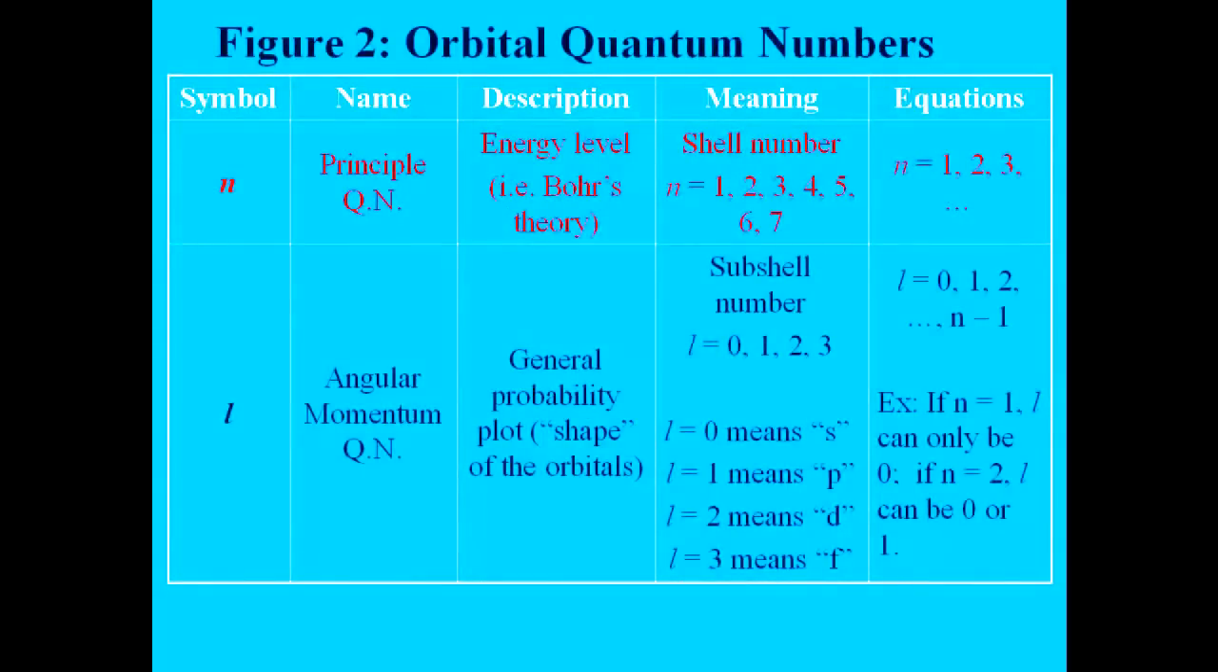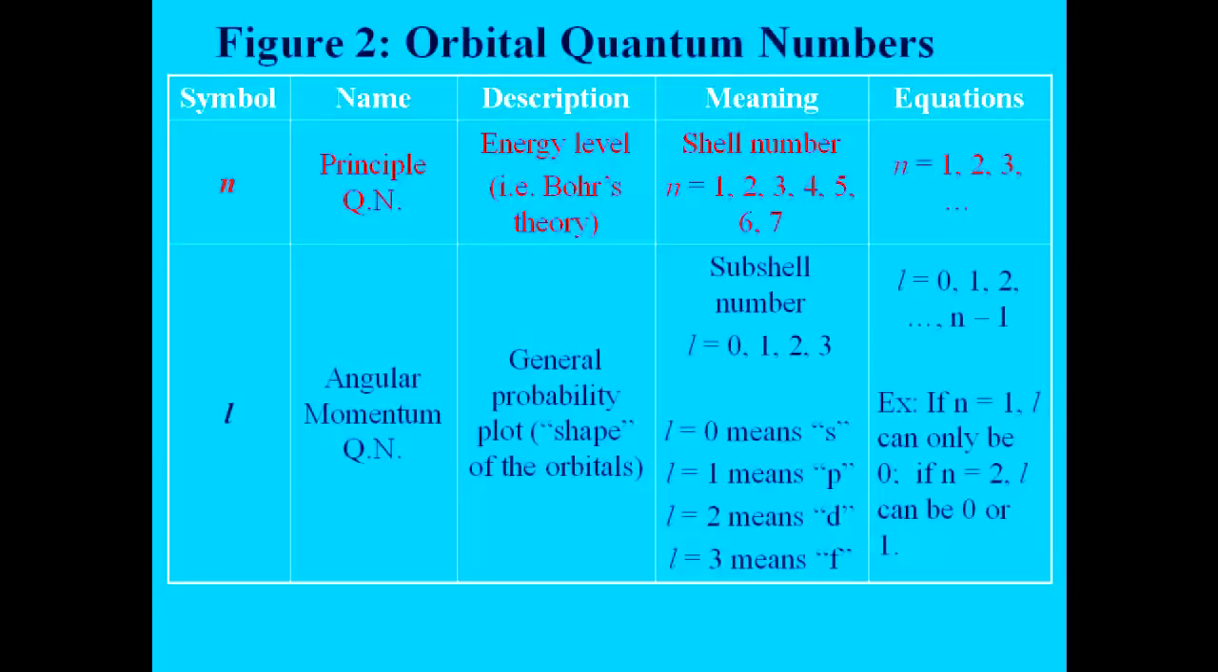Here we're going to talk about the orbital quantum numbers, and you should probably copy down this chart to help you keep all of the quantum numbers, their names, their meanings, their equations straight. The first one is n, the principal quantum number, and this will indicate the energy level. This is the distance from the nucleus. The meaning is the shell number, so this will be the period number on the periodic table. And n can range from 1 to 7.